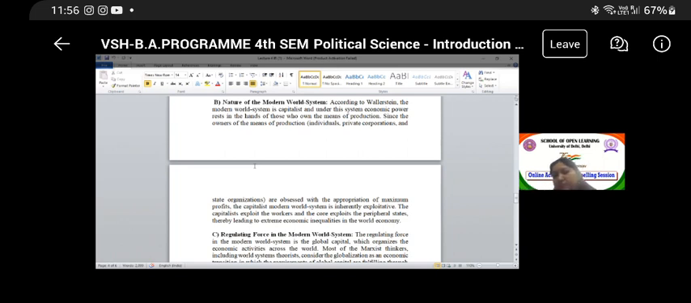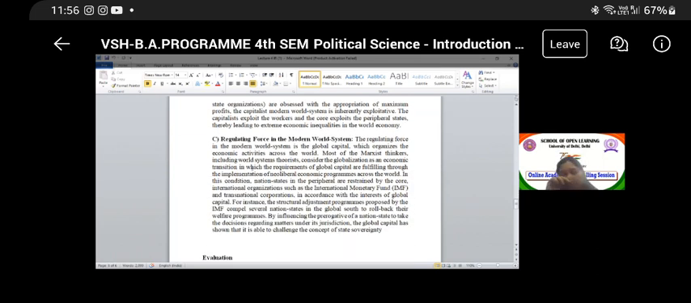So when Wallerstein is understanding the nature of the world system, he finds that it is the capitalist system which is responsible for all the economic inequalities, the gap between different countries. Third, for Wallerstein, would be the regulating force in the modern world system. What is the regulating force of the modern world system?